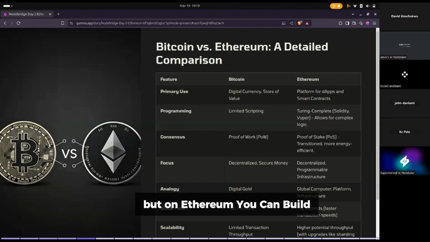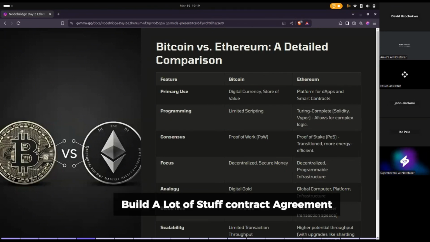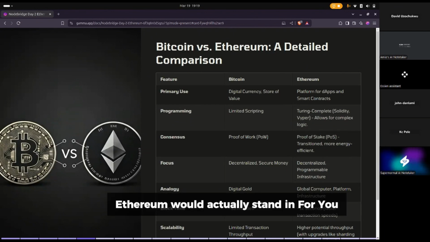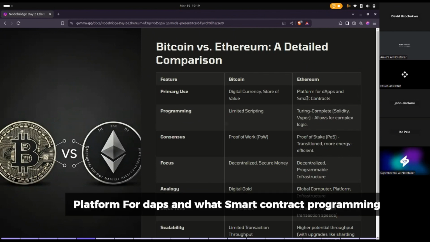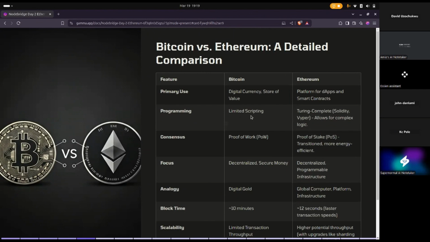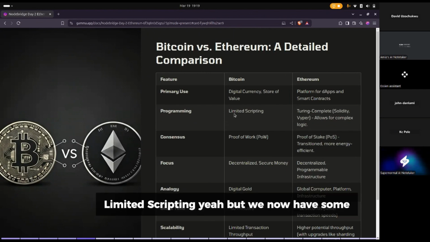But on Ethereum, you can build. You don't need to store money on it. You can build applications, a lot of stuff, contracts, agreements where you don't trust a middleman. Ethereum would actually stand in for you. That's the fun part about it. So let's look at what we have. Primary use: digital currency, store of value, platform for dApps and smart contracts. Programming: limited scripting, but we now have some. Let's not go into that.